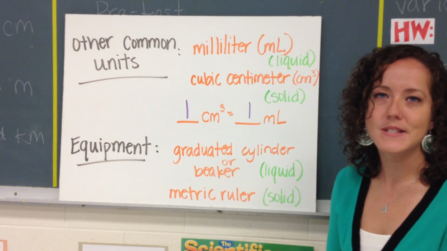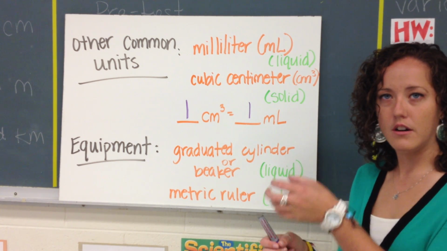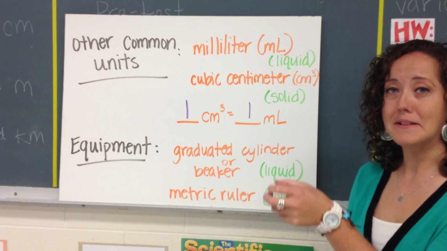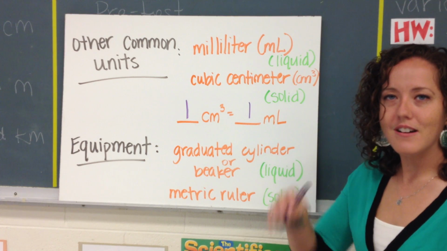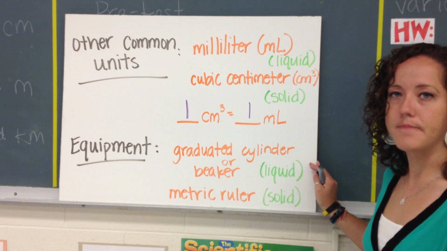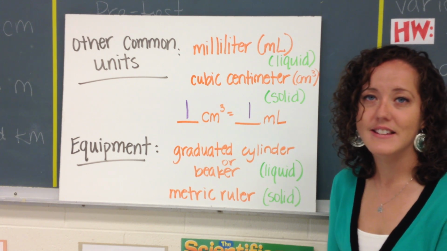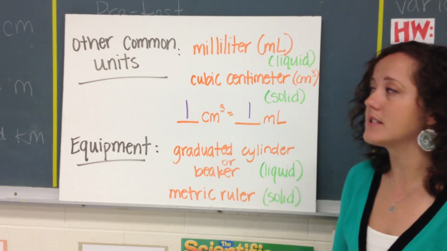Equipment that we're going to be using when we practice this include the graduated cylinder, which is the long, tall, skinny looking object that you use with all the lines on it. The beaker is shorter and it measures larger amounts of volume. So these are both for liquid. When we're measuring the volume of a solid in this class, we'll use the metric ruler or even a meter stick depending on how big it is.